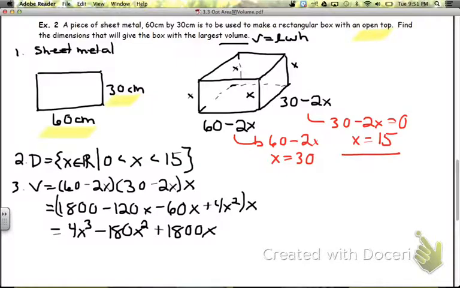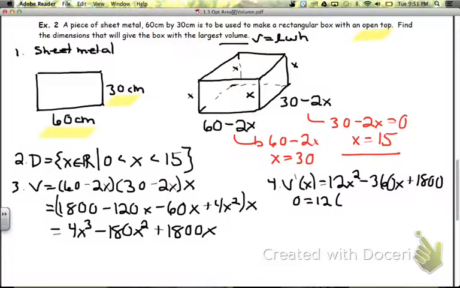Now, in step 4, we need to derive and set equal to 0. So, number 4, we're going to derive this, and when we derive that, we're going to get 12x squared minus 360x plus 1800. So now what I need to do is I need to set this equal to 0. And when I set that equal to 0, I'm also going to factor out a 12, and I'm going to be left with x squared minus 30x plus 150.